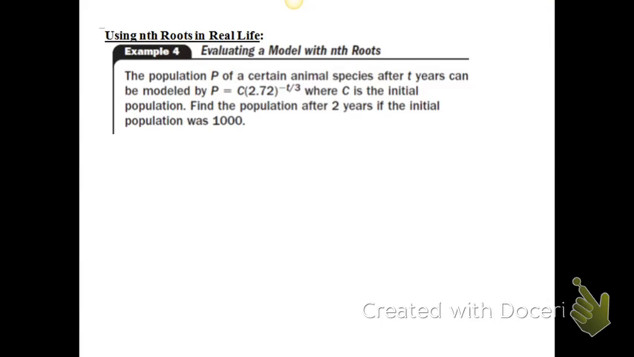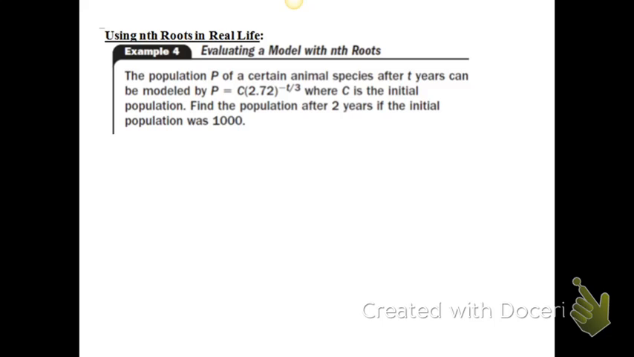In this short video, we're going to apply using nth roots to real-life situations. In this first example, it says the population P of a certain animal species after T years can be modeled by P equals C times 2.72 raised to the negative T over 3 power, where C is the initial population. Find the population after 2 years if the initial population was 1,000.